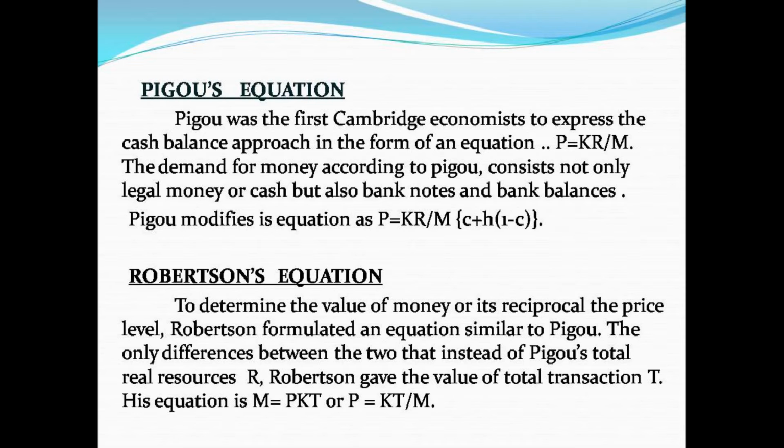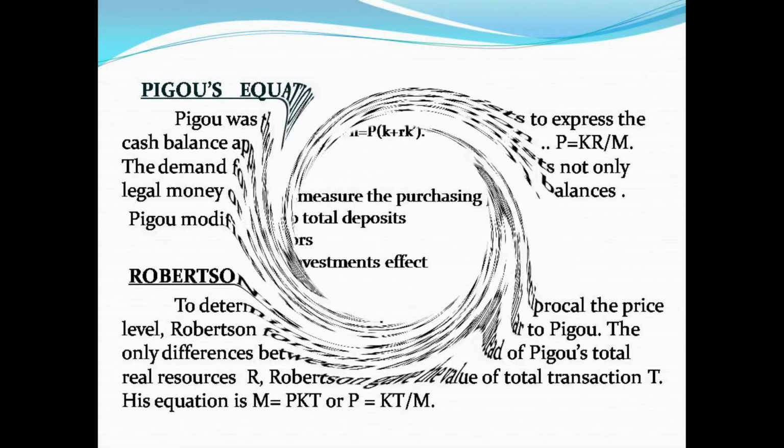where P is the price level, M is the total quantity of money, K is the proportion of the total amount of goods and services purchased during a year by the community. If we take P as the value of money instead of price level as in Pigou's equation, then Robertson's equation exactly resembles Pigou's, that is P is equal to KT divided by M. This is the Robertson equation.